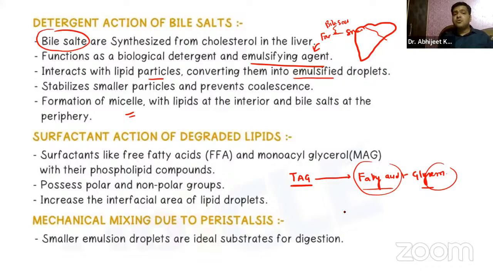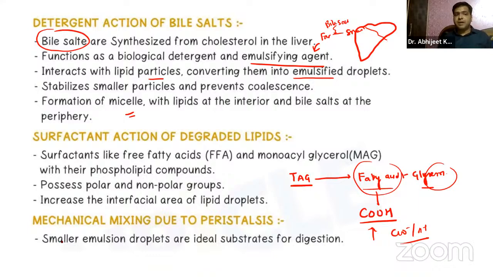Now they possess both polar and non-polar groups. You already know when we say acid, guys, it is COOH. Automatically there is a charge, COO minus and H plus. So that is the polar part, right? The fatty acid, the long hydrocarbon chain, the non-polar part, is also there. So that is again helping in the breakdown part.